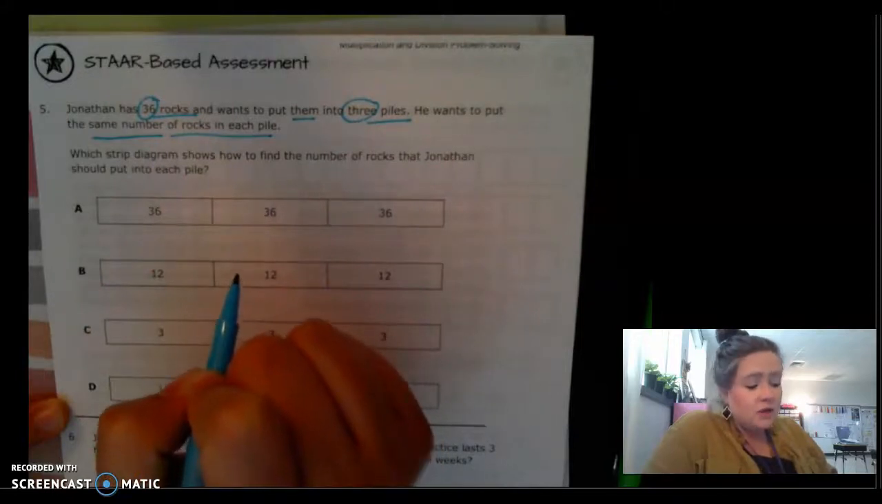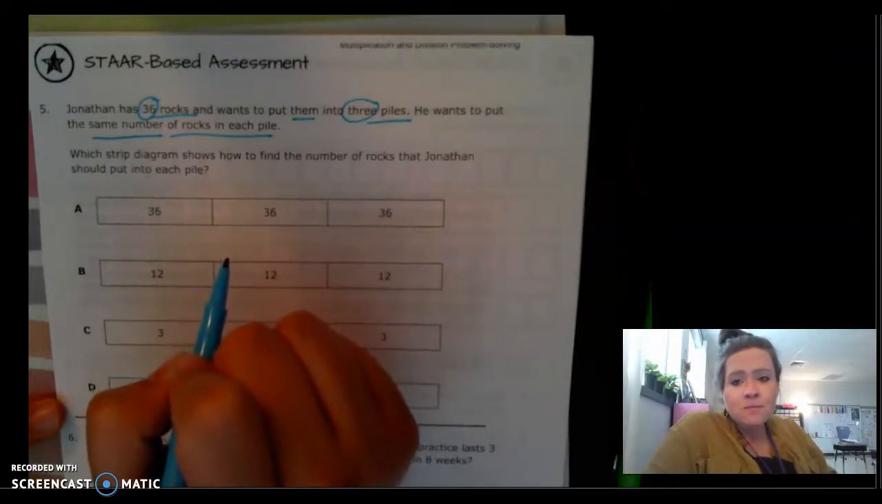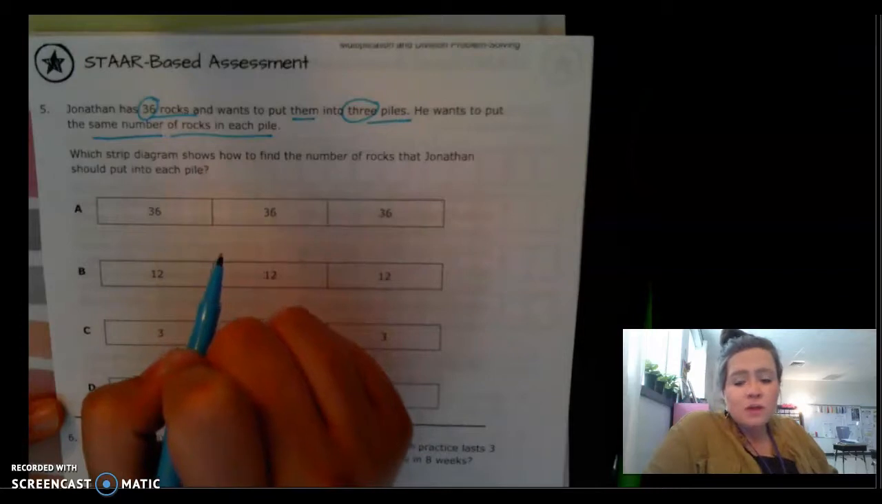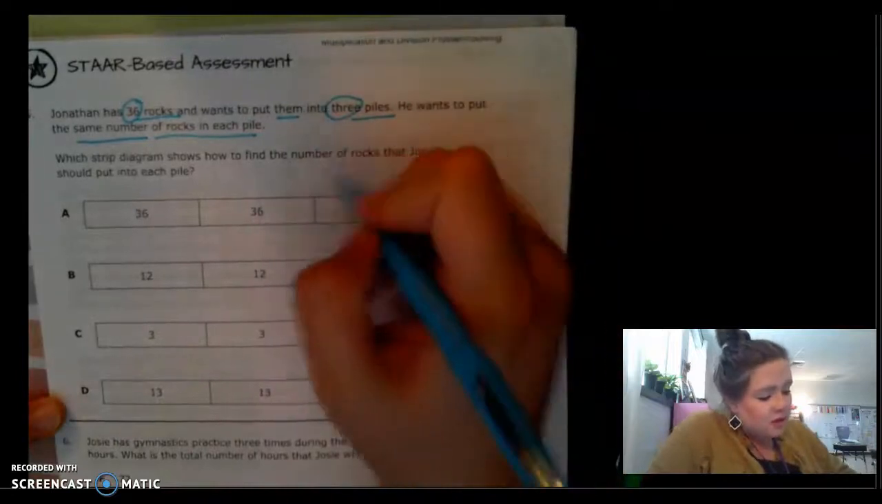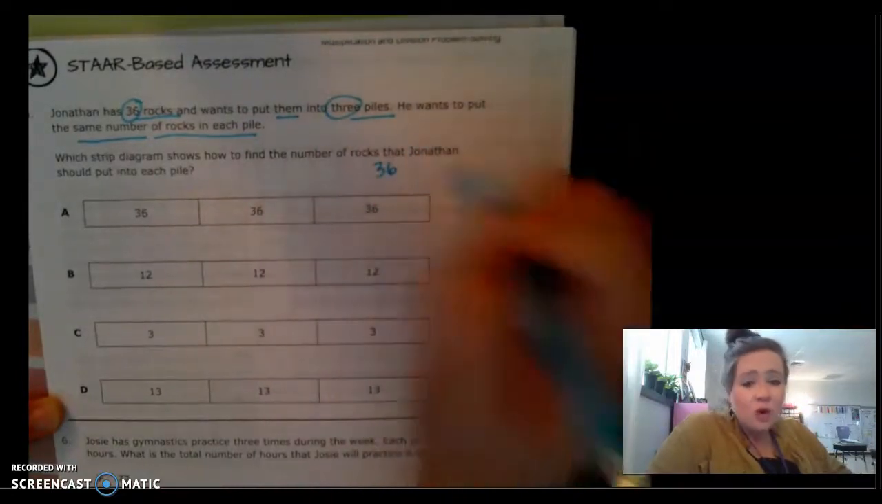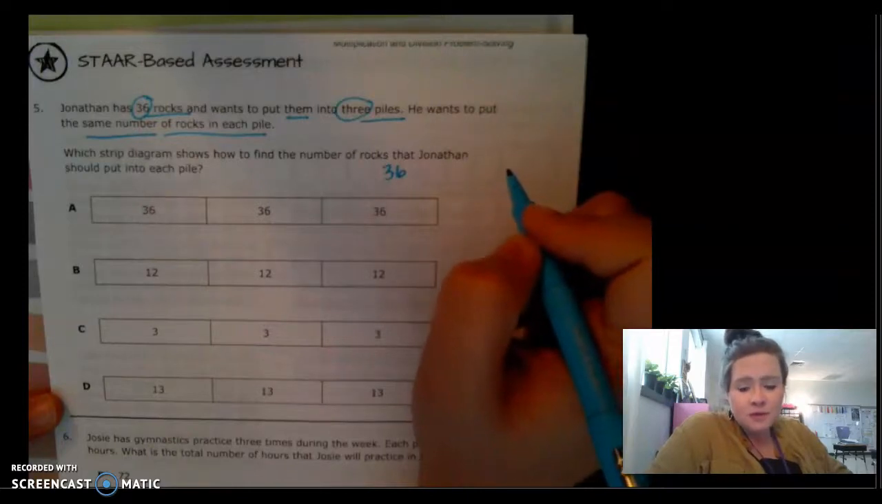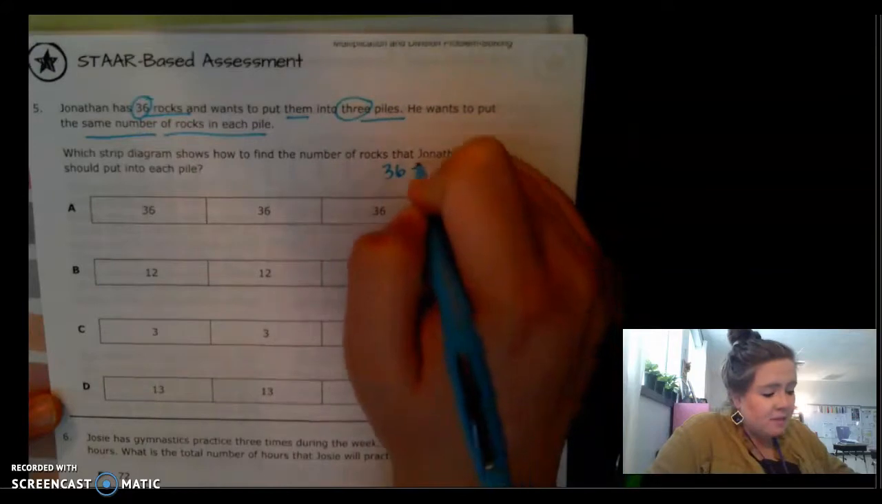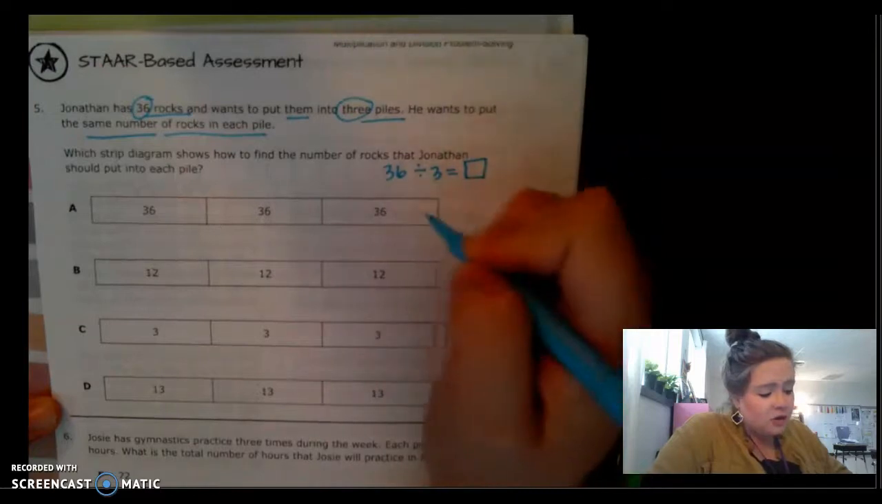All right. So he has a total of how many rocks? He has a total of 36 rocks. All right. So he's taking his 36 rocks. What is he doing with them? What operation is he going to do to solve this problem? 36 divided by 3 equals something. Okay? Now, look at letter choice A.